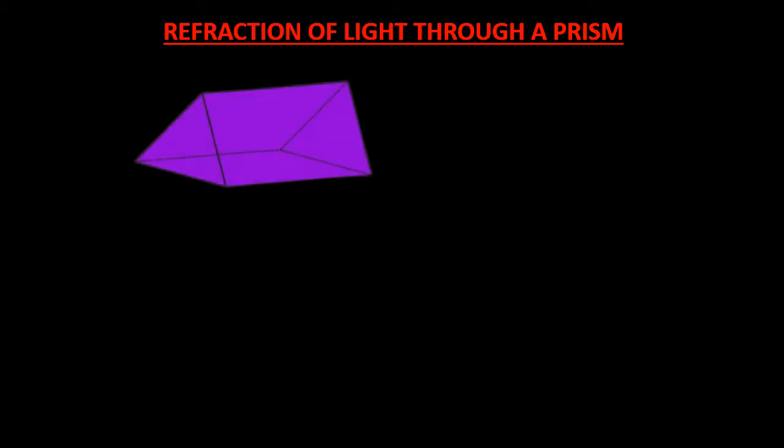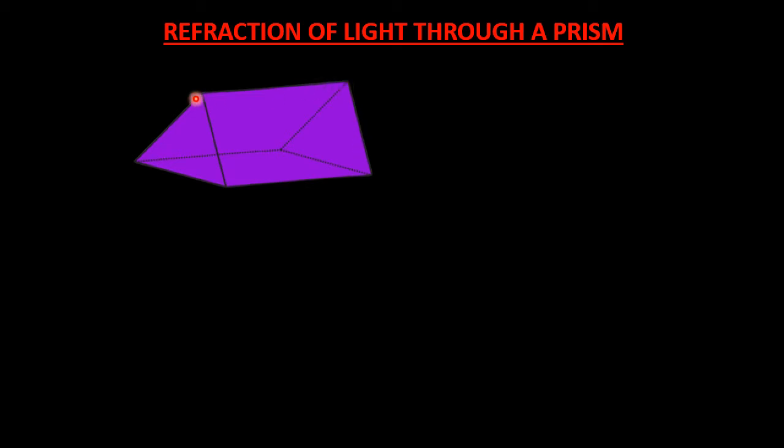Now first let us know about the shape of a prism. So a prism looks like this. There are altogether 5 surfaces, and out of 5, 3 surfaces are rectangular in shape and 2 surfaces are triangular in shape. The triangular surfaces are here. This is the first one and this is the second.